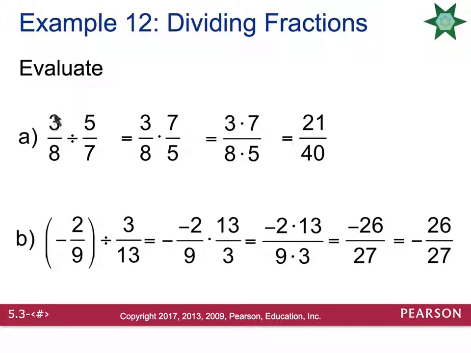So here's some example division. 3/8 divided by 5/7 is the same as 3/8 times 7/5. We can't reduce anything up and down or diagonally, so we just multiply 3 times 7 and 8 times 5, and we get 21 over 40.